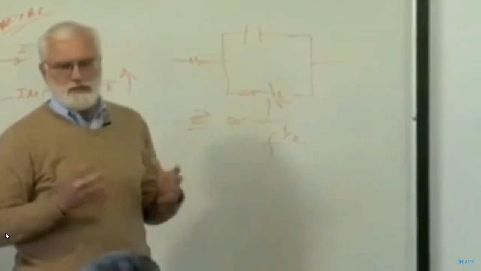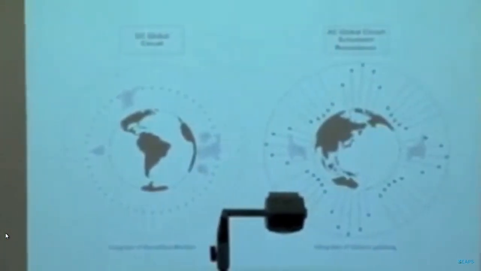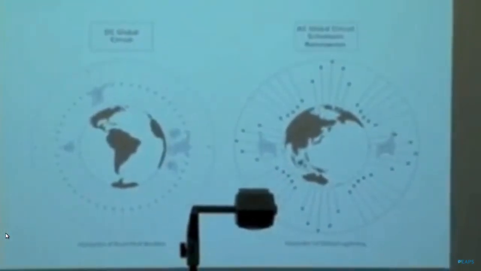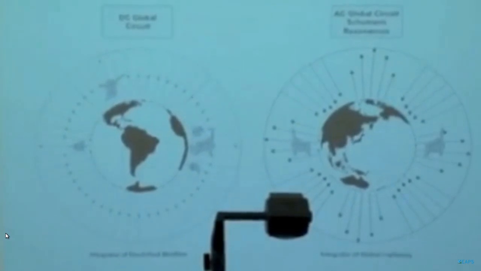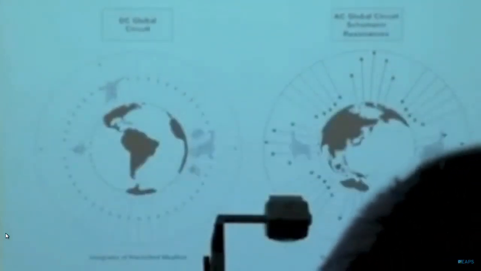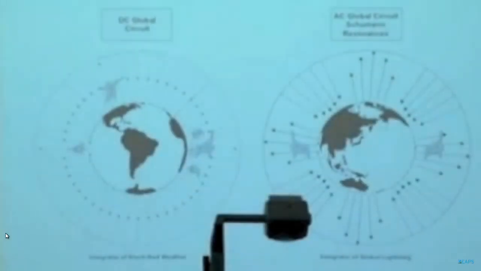Then you have a much more complicated phenomenon. We call it the AC global circuit, which is Schumann Resonances. It really is a more complicated wave phenomenon. It involves standing waves in the Earth-ionosphere cavity. The time it takes light to go around the world at the speed of light is 1/8 of a second, so the corresponding frequency is 8 cycles per second. That's the fundamental mode of Schumann resonance.